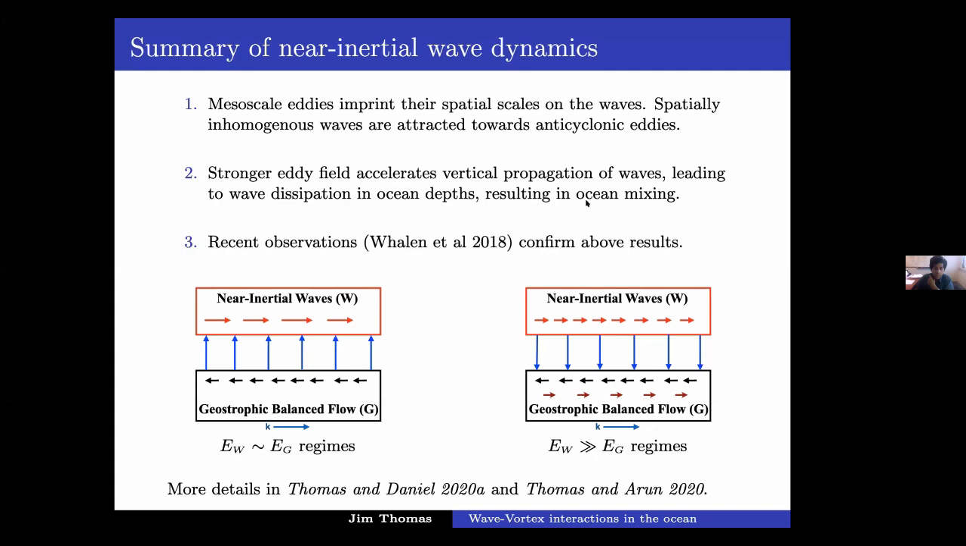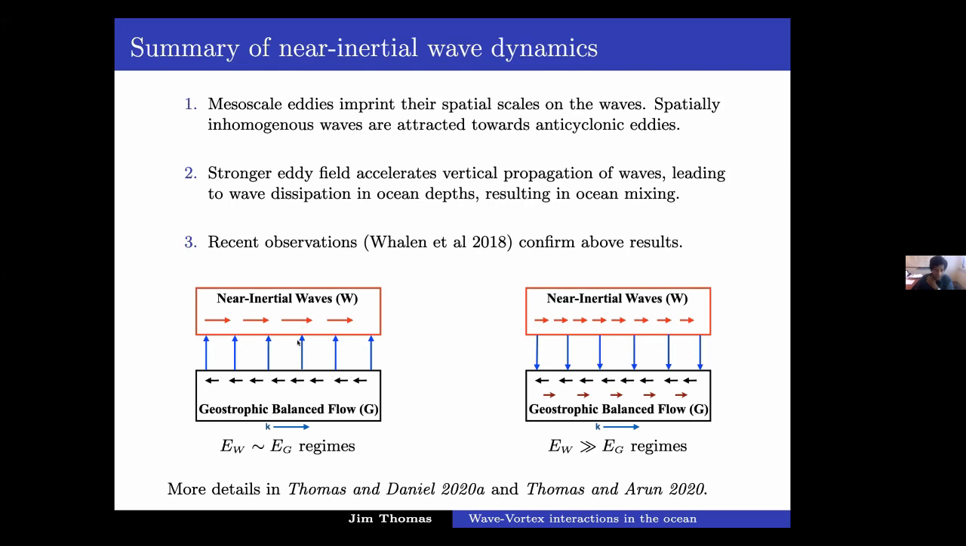So regions where ocean mixing takes place are still unknown and unresolved because observations are very sparse. Whalen et al. is a recent paper that looked at some available observations, and they show that depending on the strength of the geostrophic flow, the dissipation rates of these waves are stronger. If you have a stronger geostrophic flow, it accelerates the forward cascade of waves, whereas if you have a weaker geostrophic flow, the forward cascade of waves is significantly weaker.